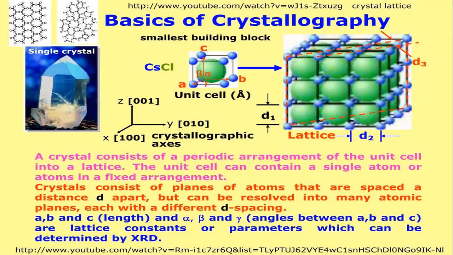Crystals consist of planes of atoms that are spaced a distance d apart, but can be resolved into many atomic planes, each with a different d spacing. It means each plane and its dimensions have different d spacings. So A, B, and C denote the lengths, and alpha, beta, and gamma are the angles between A, B, and C.